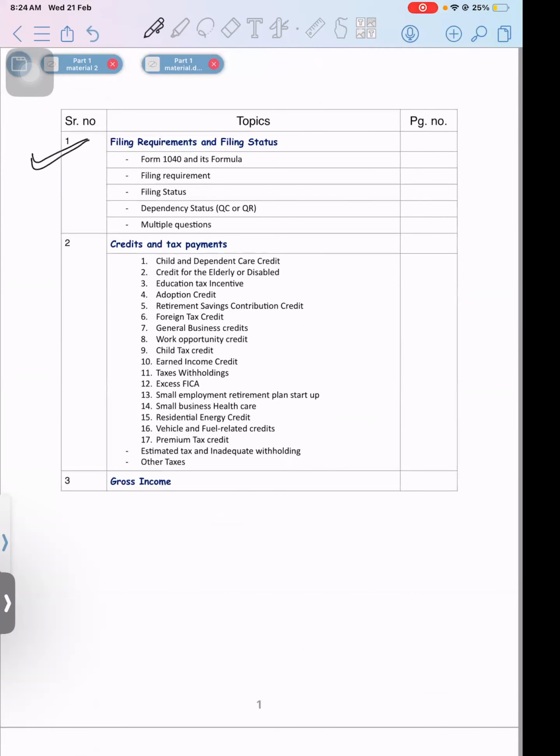This chapter is done. From tomorrow we are going to start with the credits chapter, because in the credits chapter there are again so many criteria and limits linked to the qualifying child and all the child related credits. These are all child related credits. Here you can easily link the criteria of qualifying child and qualifying relative.